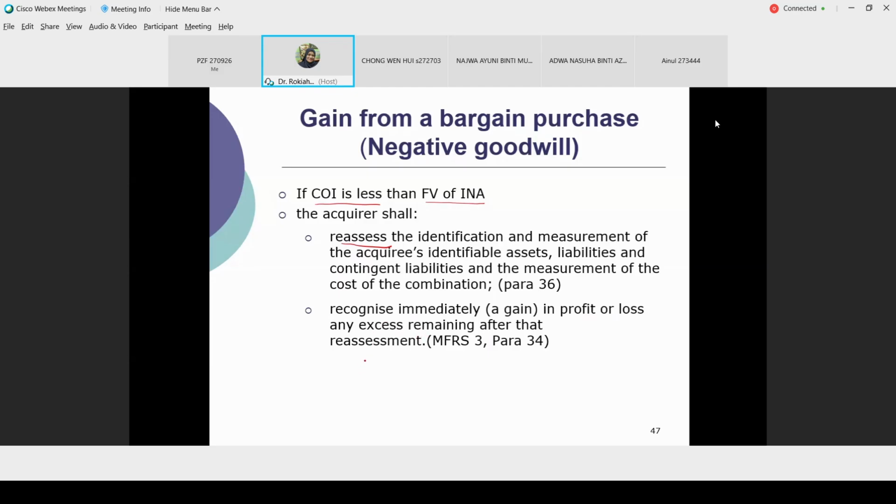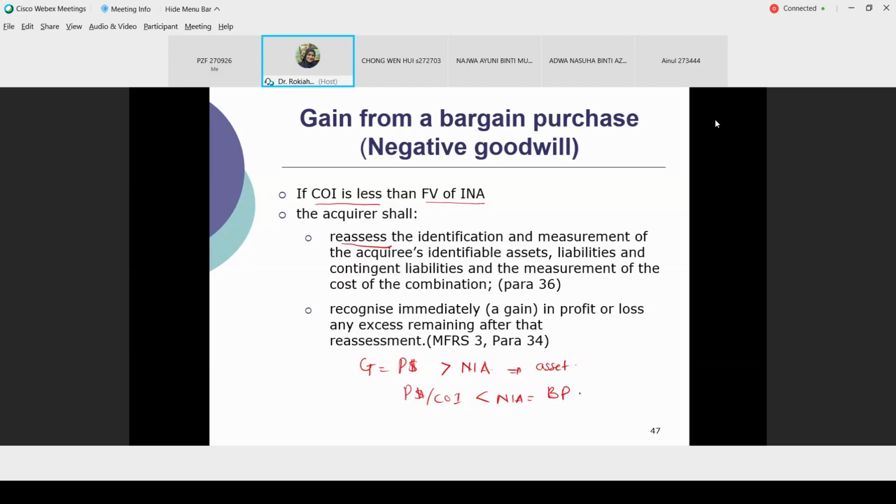Okay, so in this case, you're going to have goodwill when your purchase price is more than the net identifiable asset. Then you recognize this as an asset. In the case when the purchase price, or the cost of investment, is lower than the net identifiable asset, we're going to have a bargain purchase.